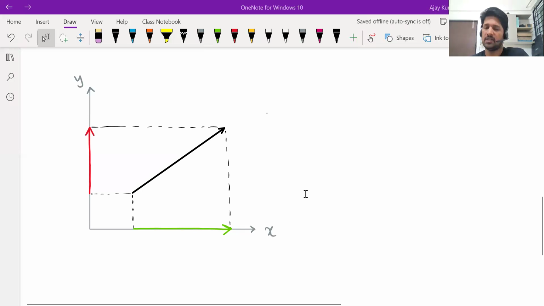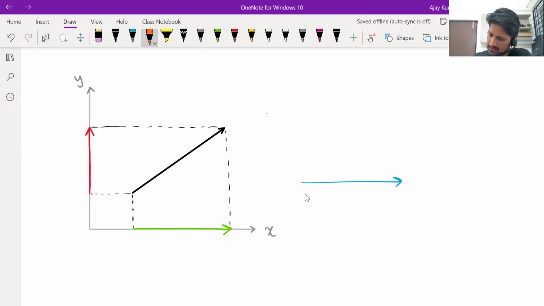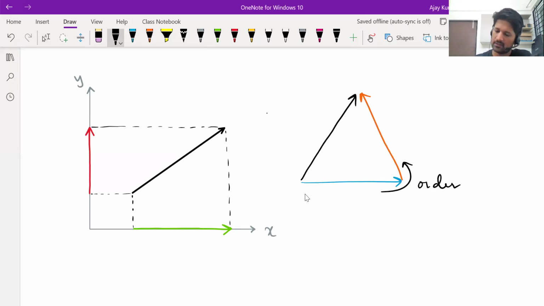Right. They must be placed in order. That is, the tail of one vector should be at the head of another vector. For example, if this is one vector and let's say this is another one, then their resultant can be drawn like this. These two are said to be in order. Then the closing side of the triangle drawn in reverse order becomes their resultant. Okay, fine.